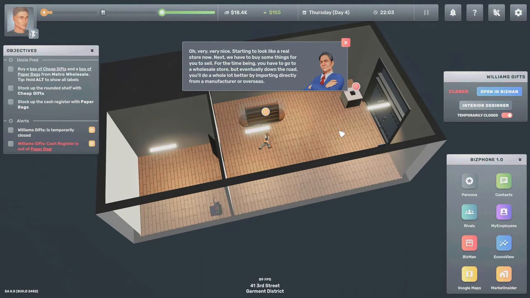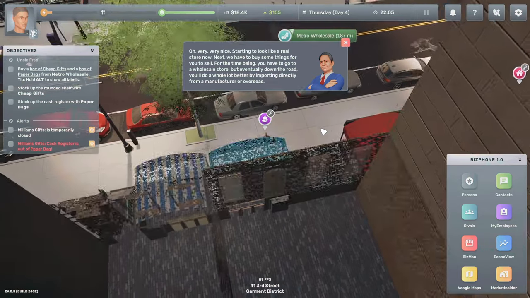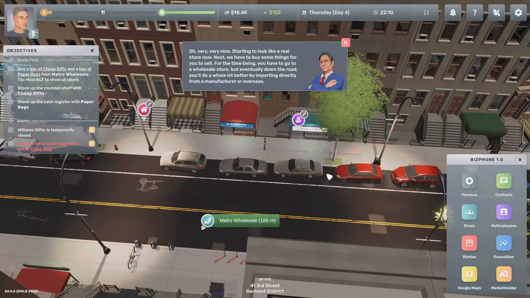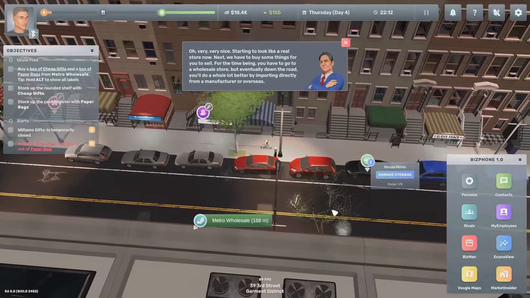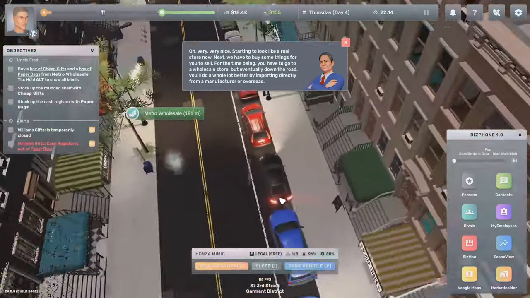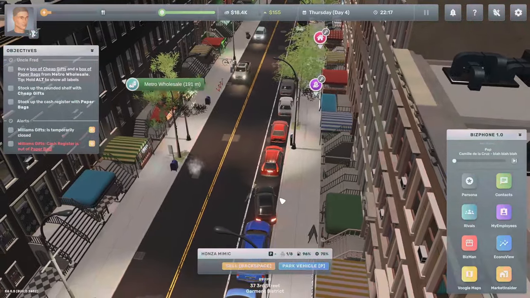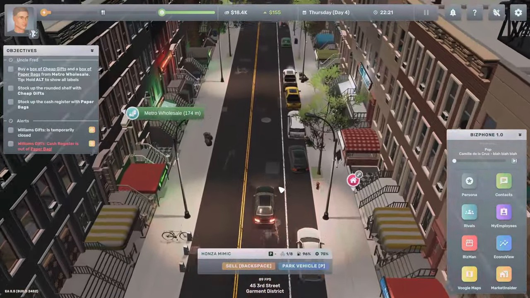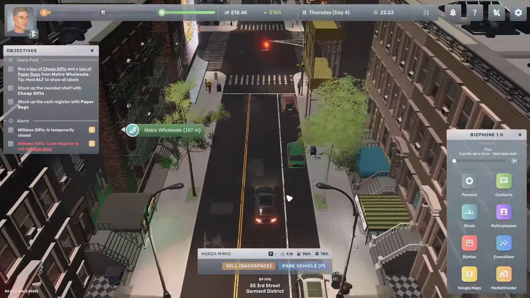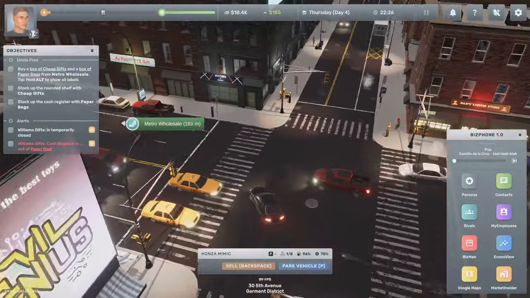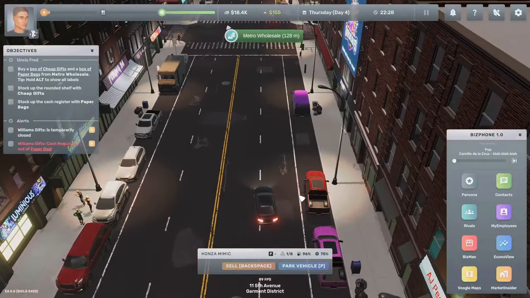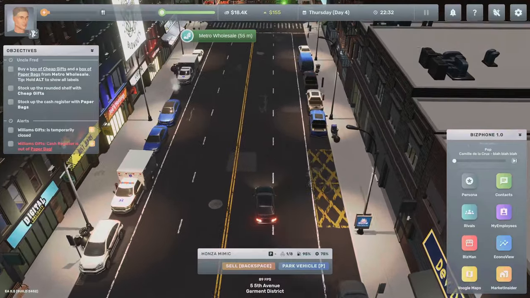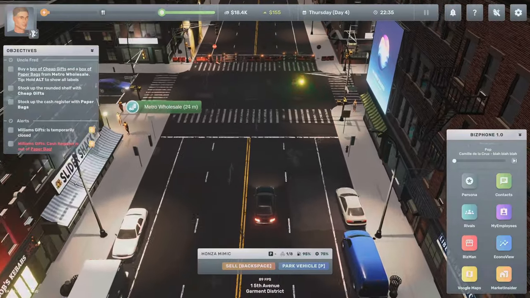Next, we have to buy some things for you to sell. And for the time being, I have to go to a wholesale store. But eventually, down the road, you'll do a whole lot better by importing directly from the manufacturer overseas. Yeah, but that's going to be over time. You want me to go to Metro Wholesale, alright. Going to bite the bullet here. See ya. I do not prefer to go to Metro Wholesale, but it's okay.